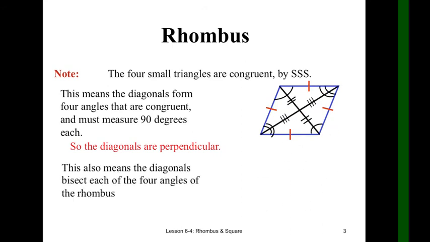So it creates four small triangles. This also means that diagonals bisect each of the four angles of the rhombus. So the diagonals bisect opposite angles.